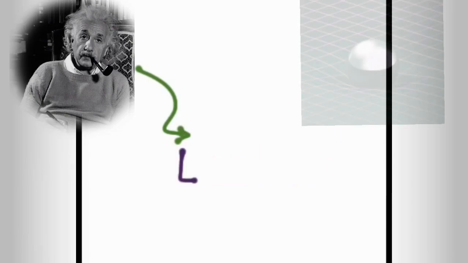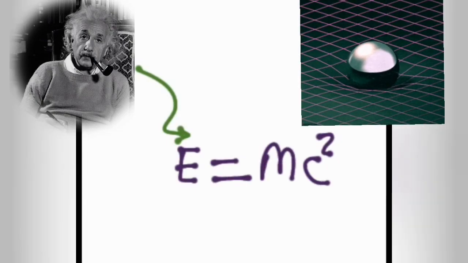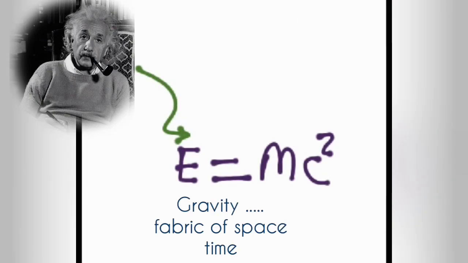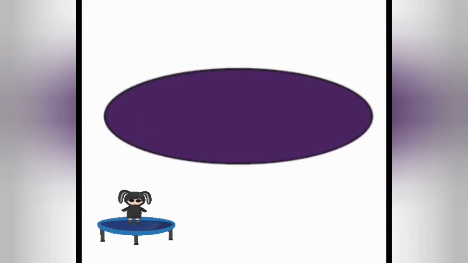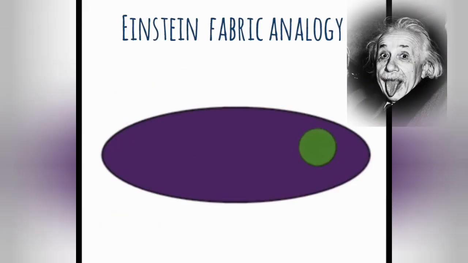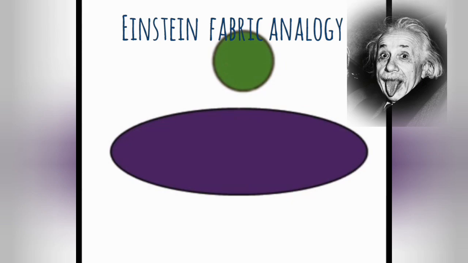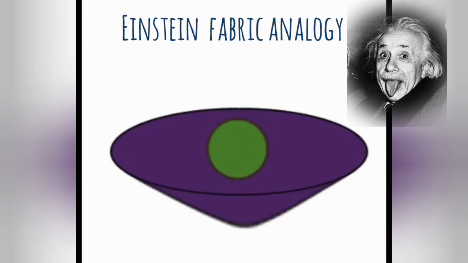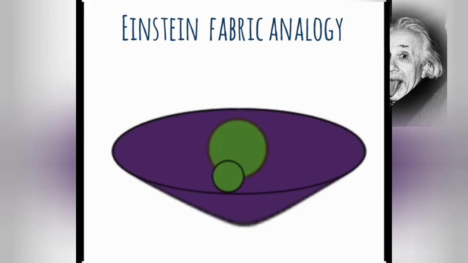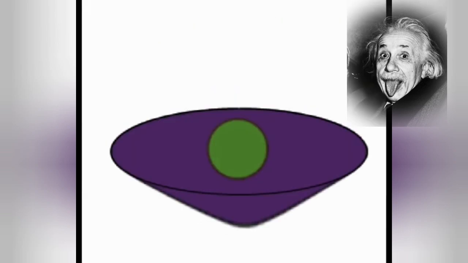Much later, Albert Einstein developed general relativity, describing gravity as the fabric of space-time. So imagine a trampoline. If you put a small ball on it, it won't bend much and the ball will roll straight. But if you put a heavy ball on it, the trampoline will bend and curve. And now, roll the small ball again, and this time you notice that the ball will follow a curved path towards the heavy ball, like a planet orbiting the sun.